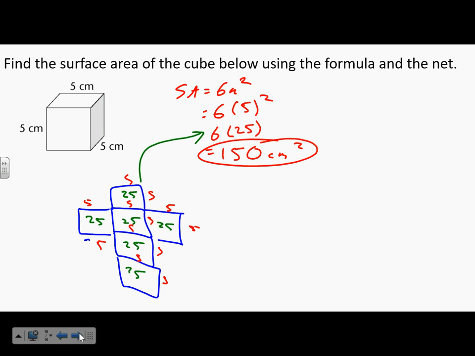So finding the area with the net is the same thing as using the surface area, because again, it's the same thing. The net, they just take it and flatten it out. So that's just kind of an introduction, and that's kind of why we use these nets. It's just another way to help us with that.